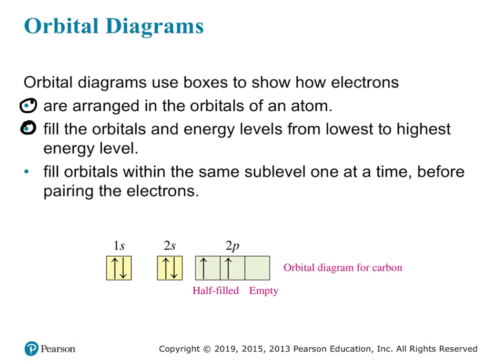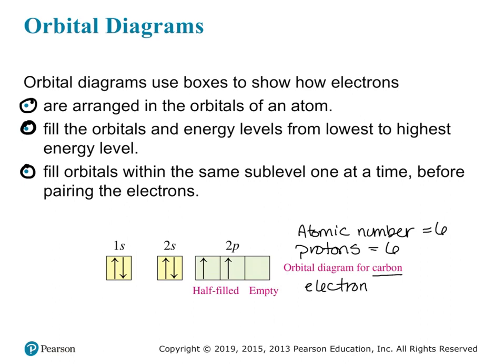So we're going to fill orbitals within the same sublevel one at a time, and then we're going to pair the electrons. So you'll notice down below we have the orbital diagram for carbon. And carbon has the atomic number 6. So that's the number of protons in the nucleus. But additionally, if we assume this atom is neutral, we also know that there are 6 electrons. So let's start filling in those orbitals.